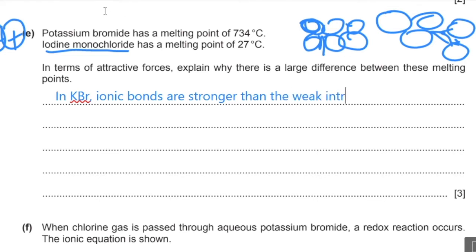So the forces which hold together these molecules are called intermolecular forces, since these are the forces between molecules.